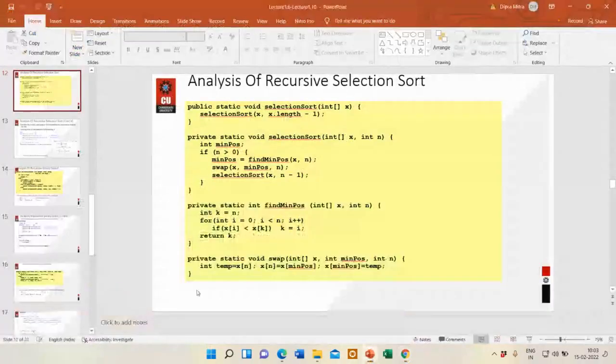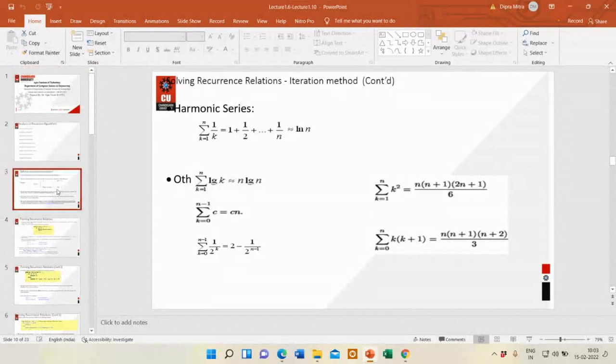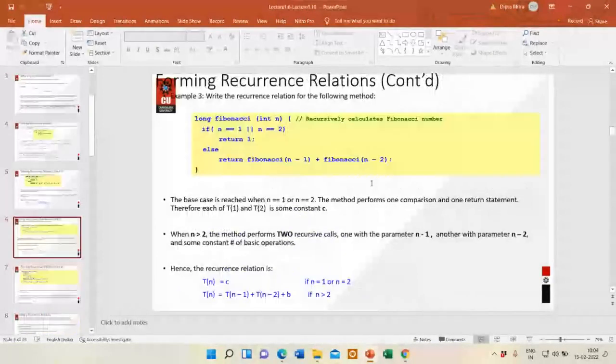So now you can see there are many examples, so you can use recursion in this. What is a recurrence relation? T of n equals a if n equals 1, and 2T(n/2) plus bn plus c if n greater than 1. If n equals 1, then it will be returning a. If n greater than 1, then it will be returning 2T(n/2). There must be some constant value. Without a constant, I could not write the recurrence relations. So that's why I'm telling you, this is very, very important.